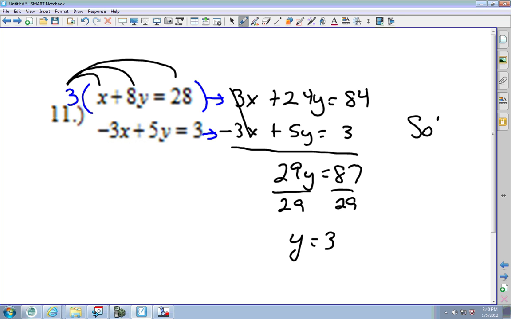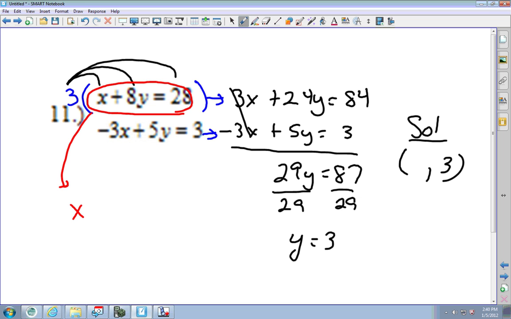So my solution, the y number is 3. Find the second one. Choose one of the two equations. I'm going to choose this top one right here. X plus 8y equals 28. I kind of wrote over it. Let me make sure. Yep, 28.